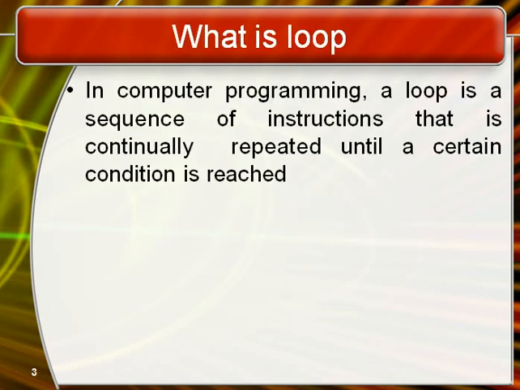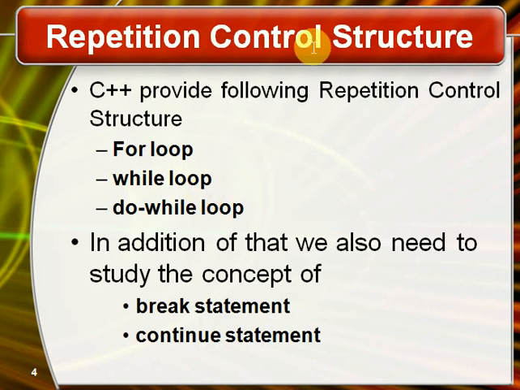What is a loop? The first question that comes to our mind: why do we use loops? The answer is that very often you will want to do something more than once. There may be a situation when you need to execute a block of code several times. A loop statement allows us to execute a statement or group of statements multiple times. And in computer programming, a loop is a sequence of instructions that is continuously repeated until a certain condition is reached. A repetition control structure.